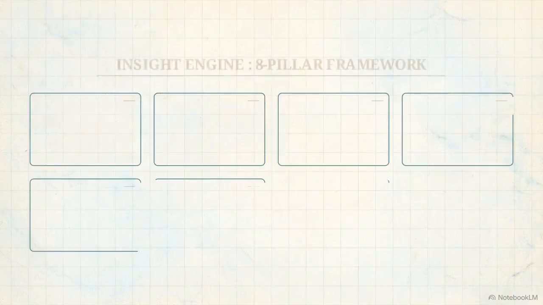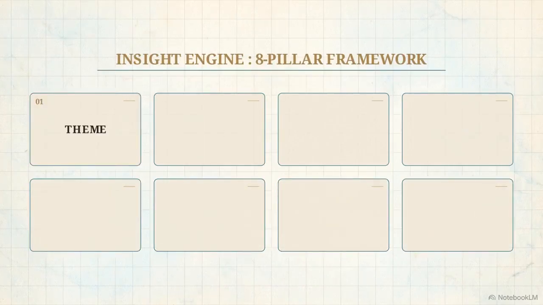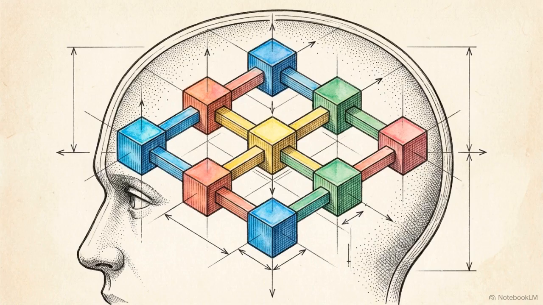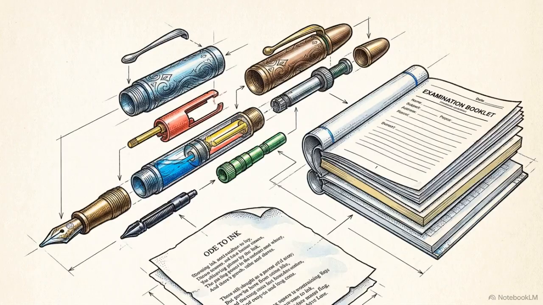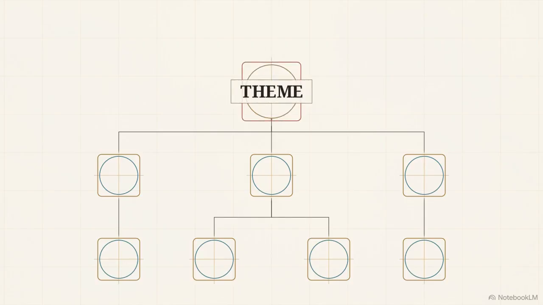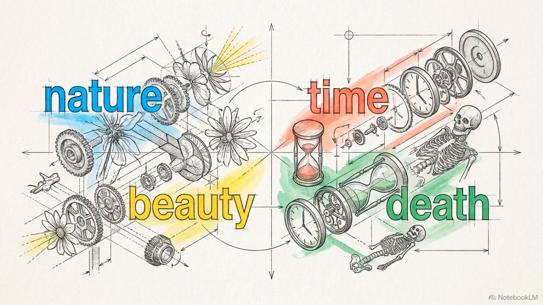This framework is built on 8 distinct pillars: theme, tone, figures of speech, imagery, rhyme scheme, author's position, poet's attitude, and generic form. Internalizing these 8 components provides a structured methodology for reading, ensuring that every claim you make in an examination is supported by the physical evidence on the page. The first pillar of our schematic is theme. This represents the foundational idea, or the primary message the poet intends to communicate.